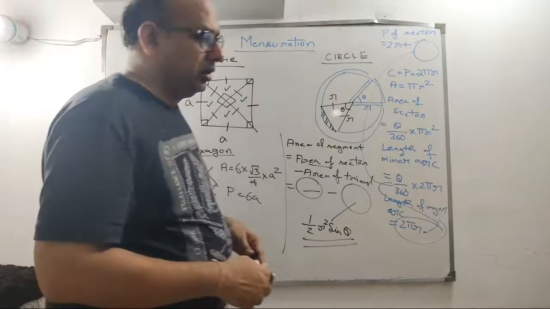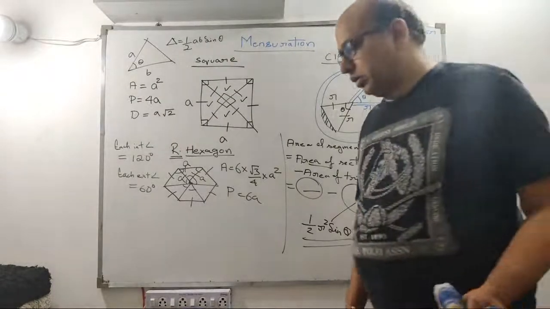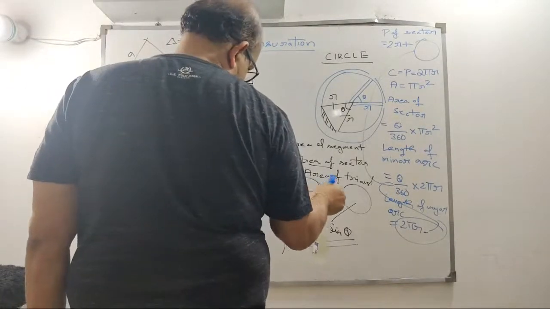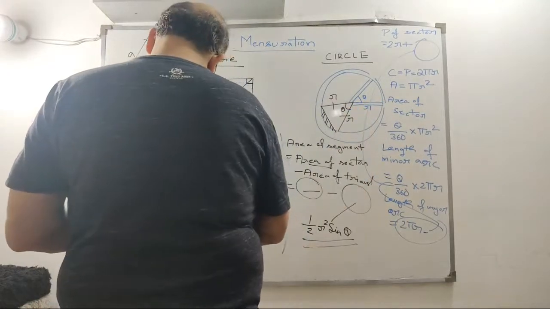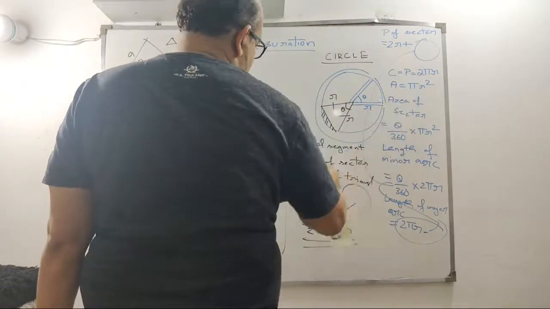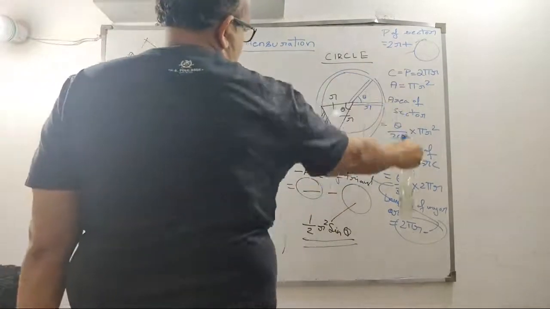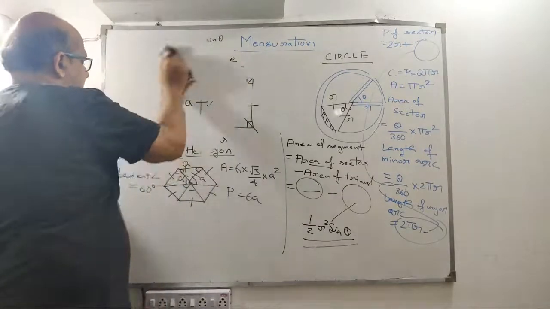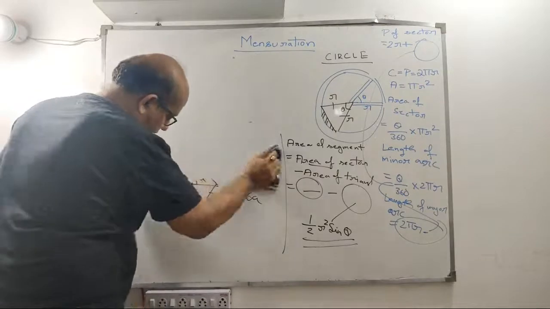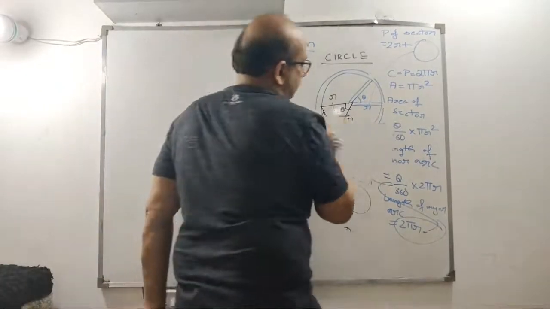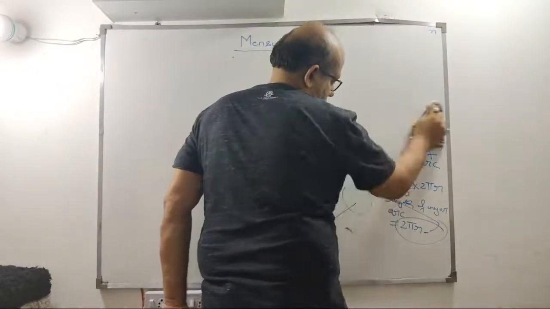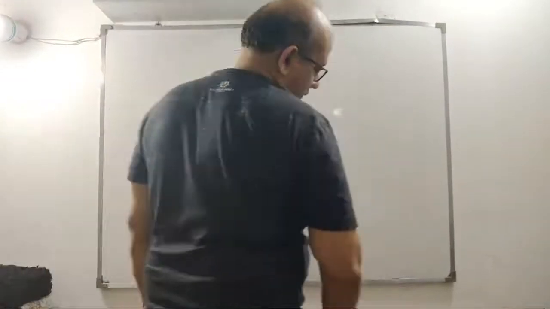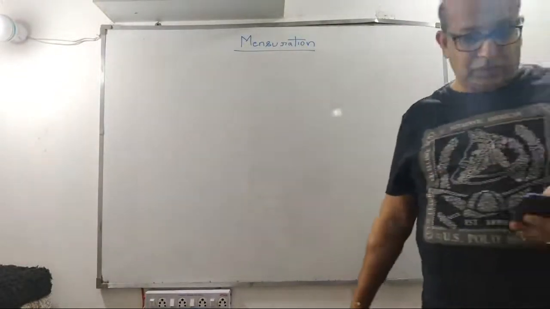Correct. That's it. So we'll do a couple of questions and then we'll come back again to the theory. This is the way that we're going to proceed in this particular chapter. I hope there are no issues. Any issues in the theory so far? Fine. So let's start with the questions.